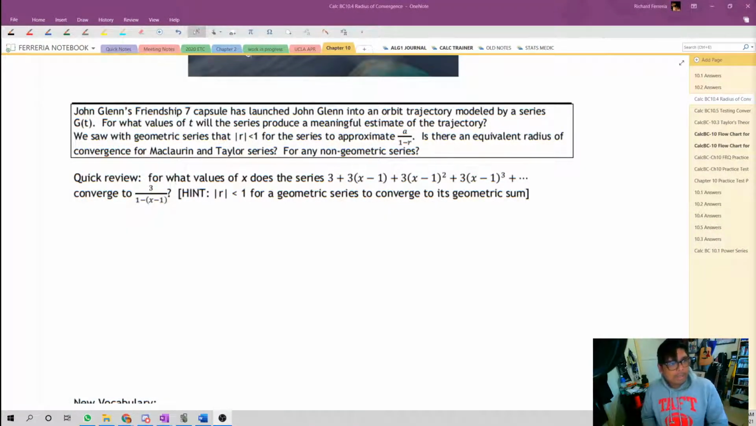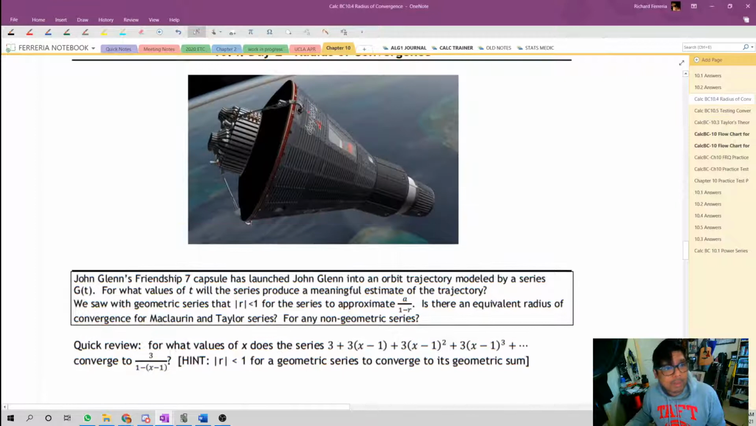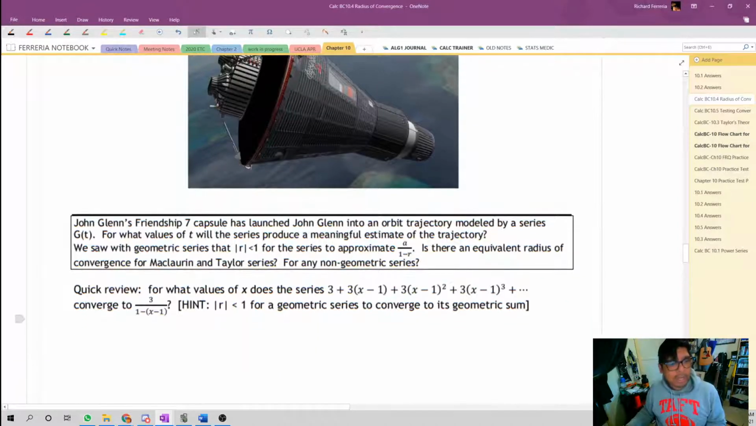Okay, we have something here which admittedly is probably a little bit forced, with John Glenn and the Friendship 7 capsule. We should probably show you the Friendship 7 capsule, or at least a mock-up of it. This was the capsule in which John Glenn became the first American to orbit the Earth. And, well, I don't think we're going to say a whole lot about that.